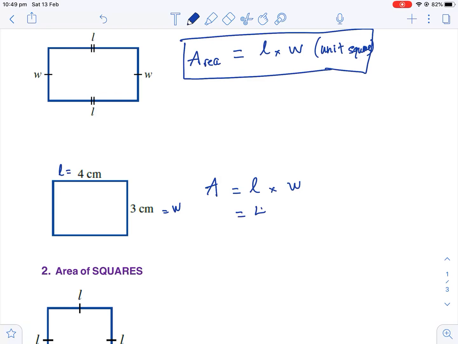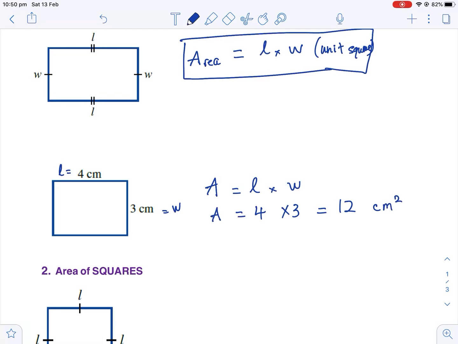So this is going to be 4 centimeters times 3 centimeters. You actually don't have to write centimeters when you do this, so I'll just rub it off. I just write 4 times 3 equals 12, and then I have to put down a unit. It is unit square, and the unit here is centimeter. So the final unit of the area of this rectangle is 12 centimeters squared.